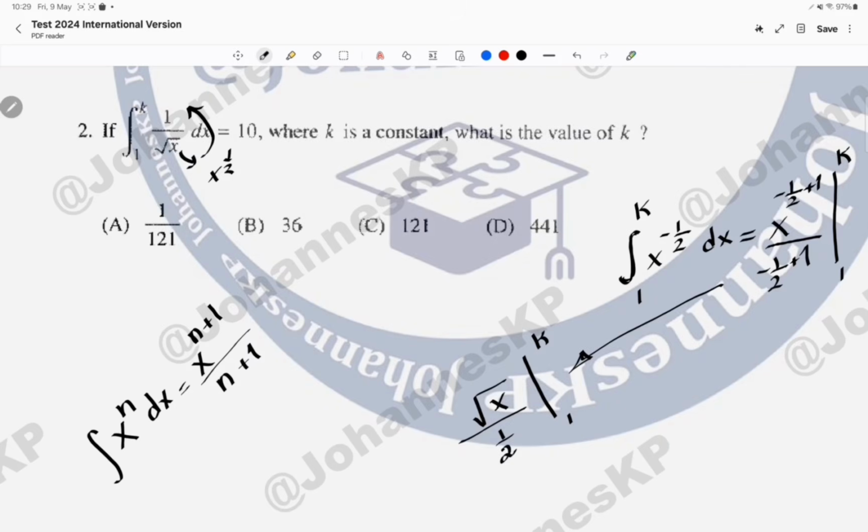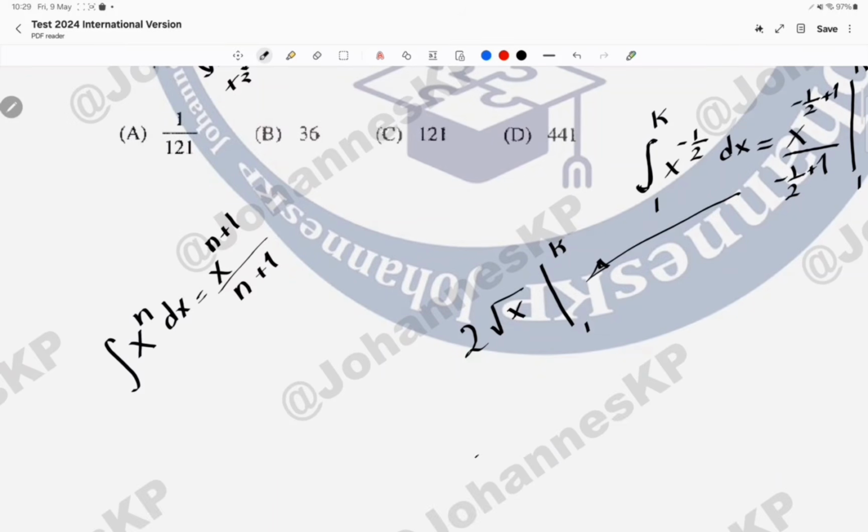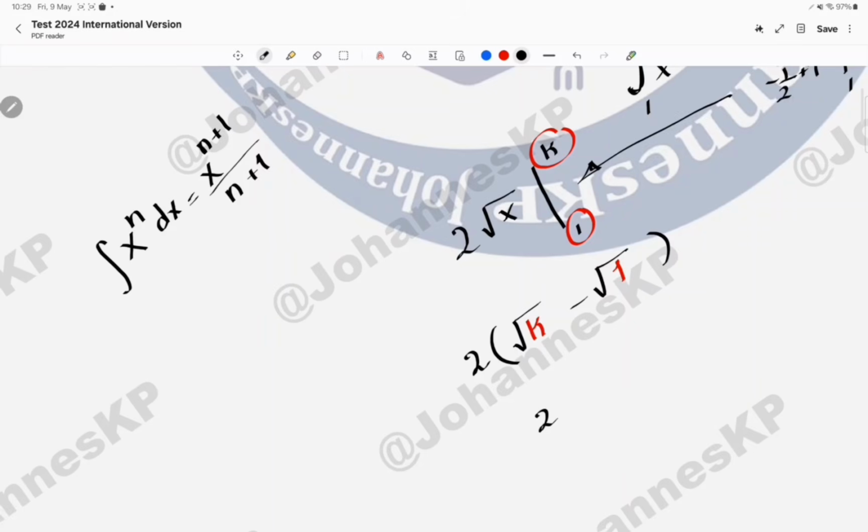Imagine if you are dividing 1 by half, how much would you get? 2, right? So this becomes a 2. And now you can apply the values. So you're going to do 2 times (root x minus root x again). One time you put the top number, which is k. One time put the bottom number, which is 1. So we'll get 2 times (root k minus 1).